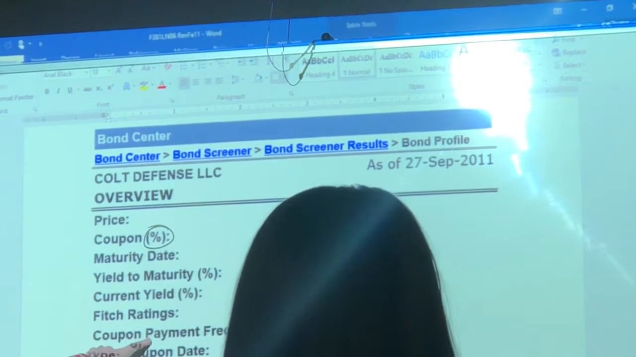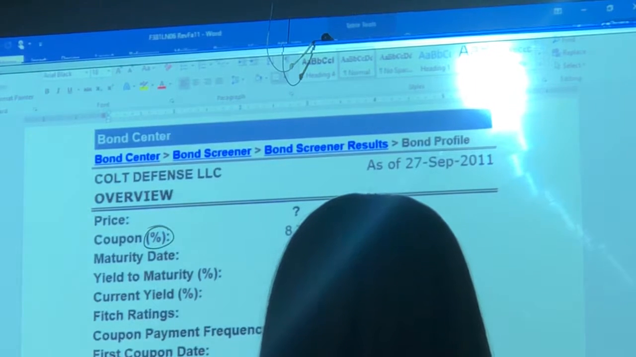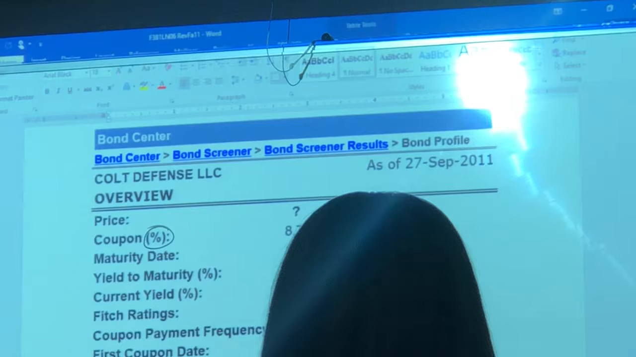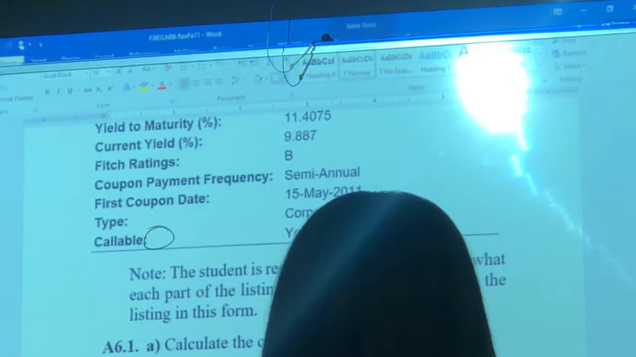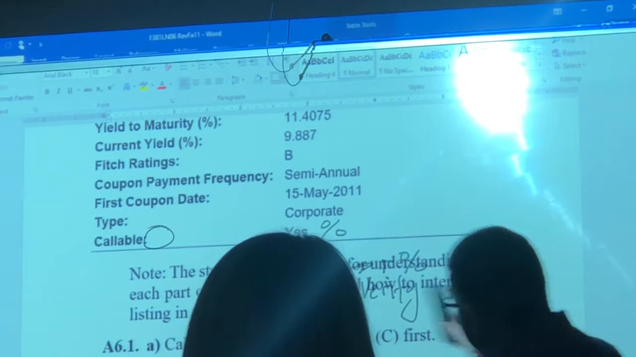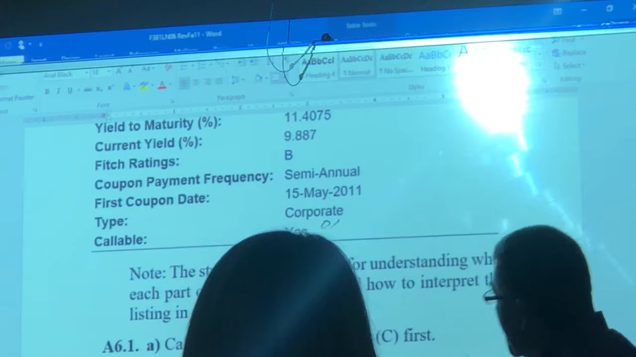Anyway, coupon payment frequency, semi-annual, first coupon date given here, type, corporate, callable. Yes, we're going to talk about what that means later on also. Okay, so note, you are responsible for understanding what you need to understand from the listing, and that's the stuff I've emphasized here. So that's the new part.